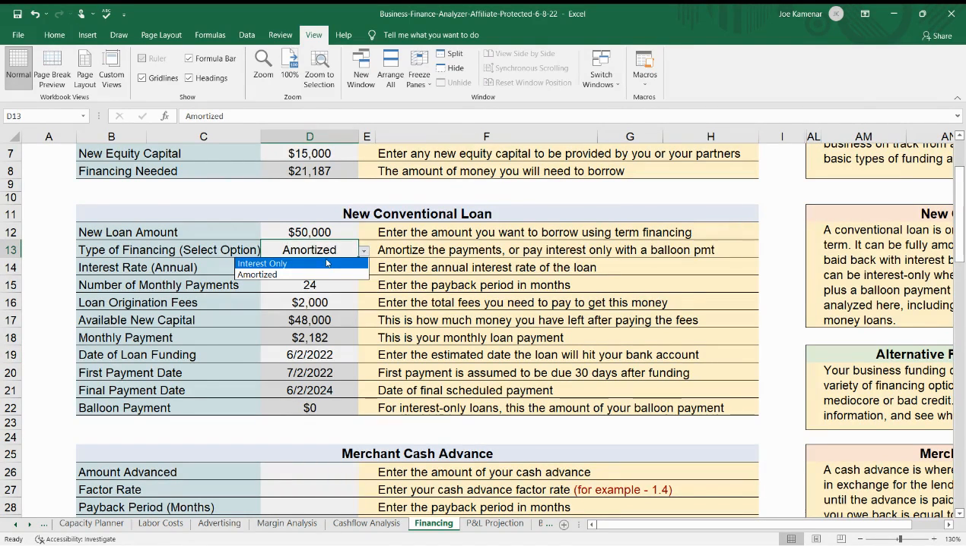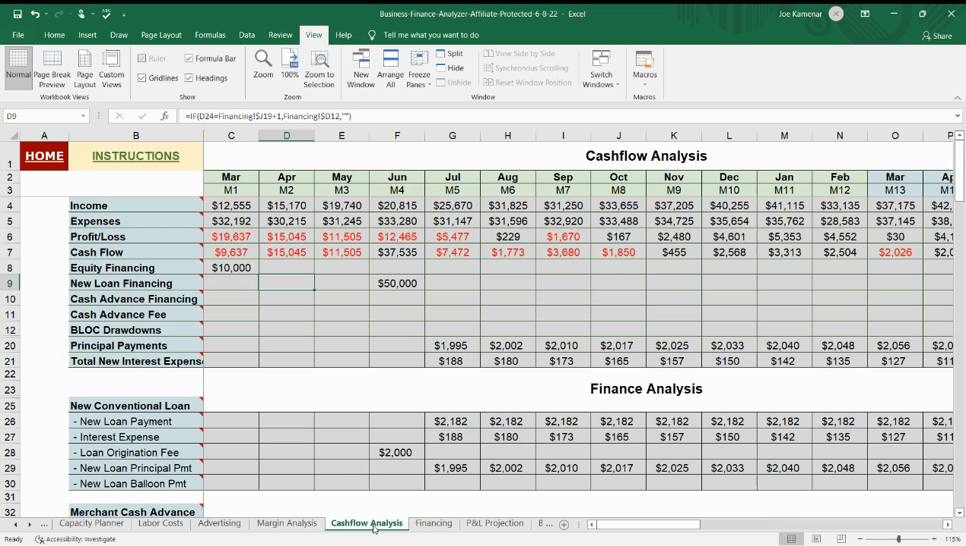Let's assume that you're able to get interest only. Well, this is nice. Your monthly payment goes down to $188 because it's only the interest on the borrowed money. But at the end of the term, you owe $50,000. So that might work. It might not work. So let's look at amortize. If we go now back to the cash flow analysis, you're going to see some new numbers. You're going to see that the $50,000 is being added.